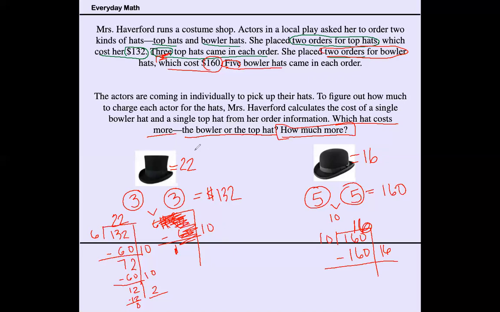So I would say the top hat costs more. By how much? So your last step is 22 minus 16, which would be $6. So it would be the top hat, and how much more? By $6.